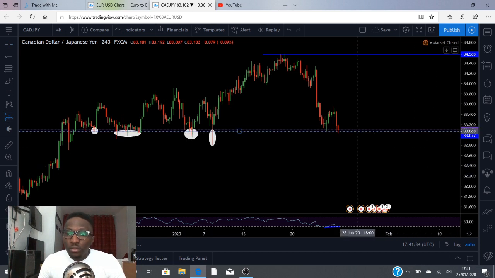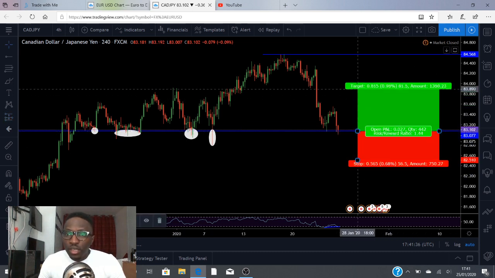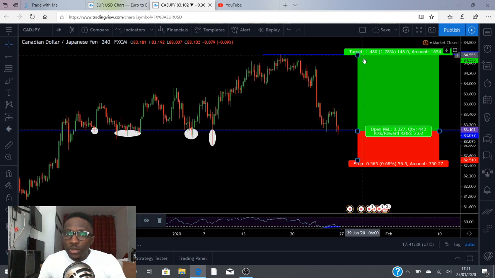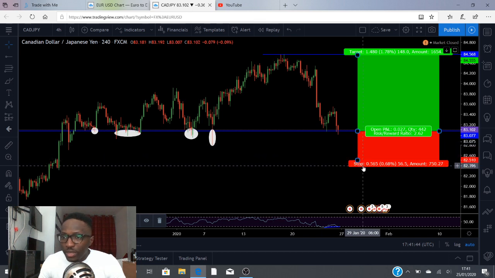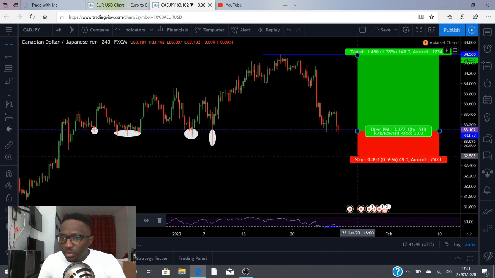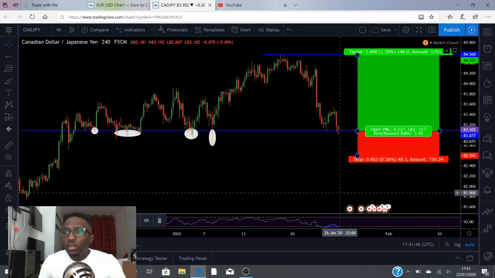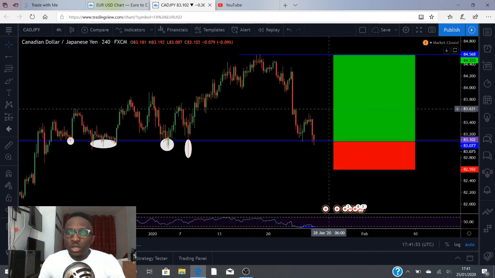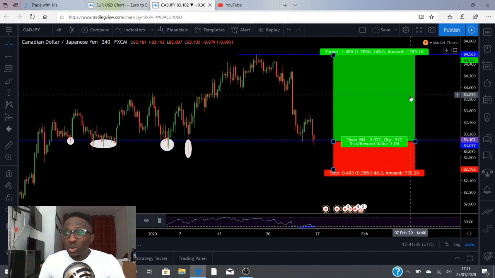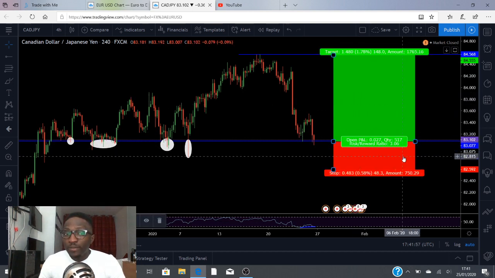So let's see, in terms of risk to reward ratio, what are we going to be risking and what is our reward going to be. The stop loss is going to be around 82.60s. So let's go to 82.60s, just right there. Straight away we can see how good this trading opportunity is, because in terms of the risk to reward ratio, it's 3-to-1.